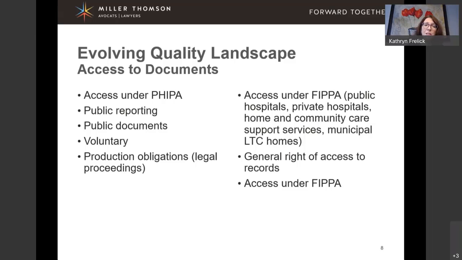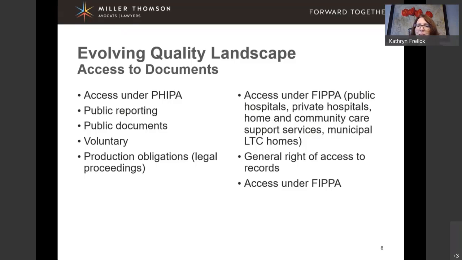If you're involved in a legal proceeding, there are production obligations that you may have to comply with. And when I'm talking about legal proceedings, not just litigation, but also health professional regulatory proceedings. There may be coroner's inquests, any type of proceeding.